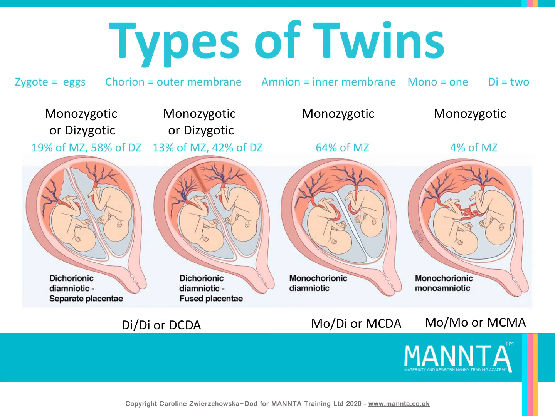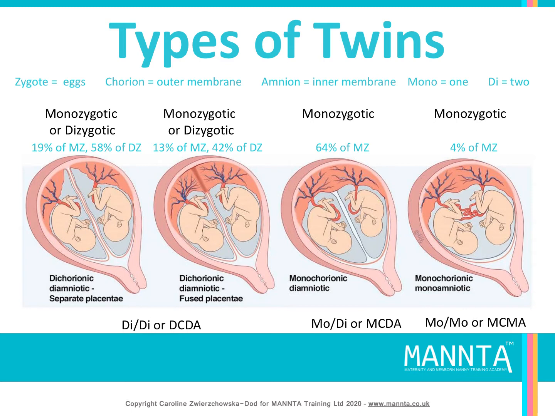Mo-mo or MCMA twins share everything, and as a result there is a risk of their cords becoming entangled, so this is treated as a significantly higher risk pregnancy, and parents will be recommended to have a caesarean section.